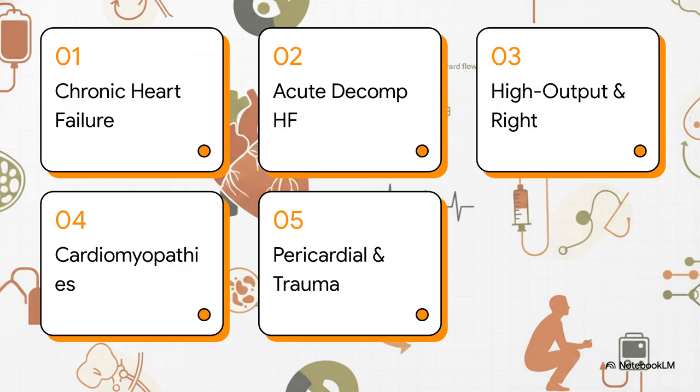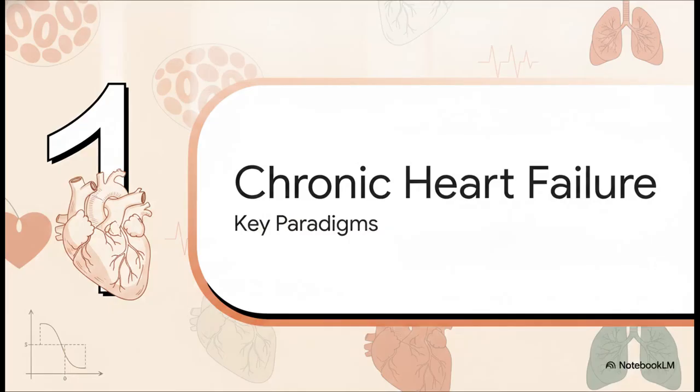So here's our roadmap. We'll be hitting chronic heart failure paradigms, acute decompensated heart failure, high output and right heart conditions, high-yield cardiomyopathies, and finally wrapping up with pericardial disease and trauma. Okay, let's dive right into Section 1, chronic heart failure paradigms.